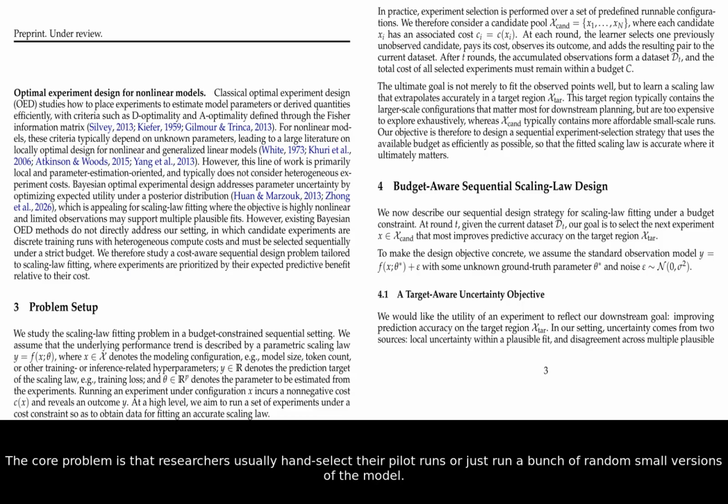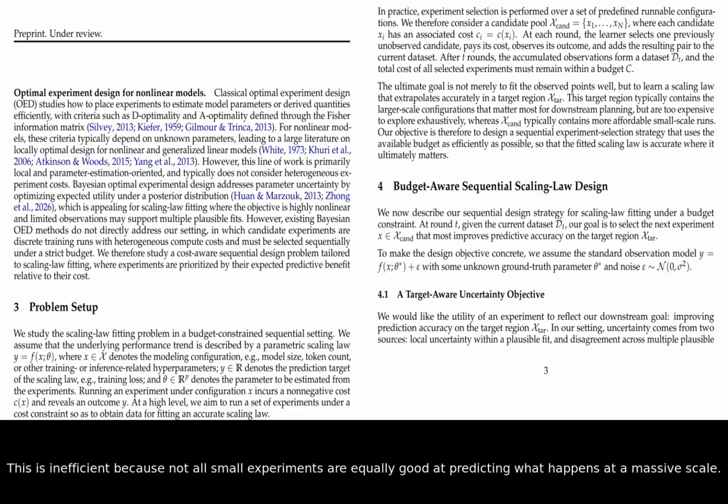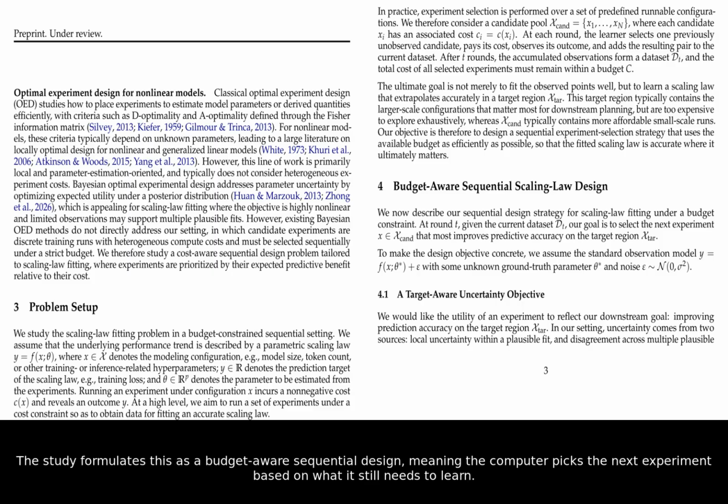The core problem is that researchers usually hand-select their pilot runs or just run a bunch of random small versions of the model. This is inefficient because not all small experiments are equally good at predicting what happens at a massive scale. The study formulates this as a budget-aware sequential design, meaning the computer picks the next experiment based on what it still needs to learn.